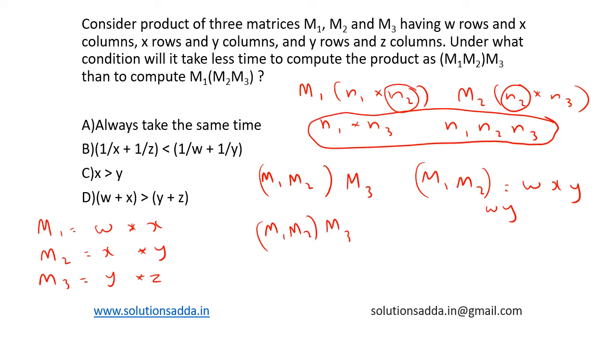Now this M1, M2 multiplied by M3, this would require how many multiplications? We need W, Y, Z multiplications. So in total M1, M2 followed by M3 would be requiring WXY plus WYZ number of multiplications. This is equation number 1.